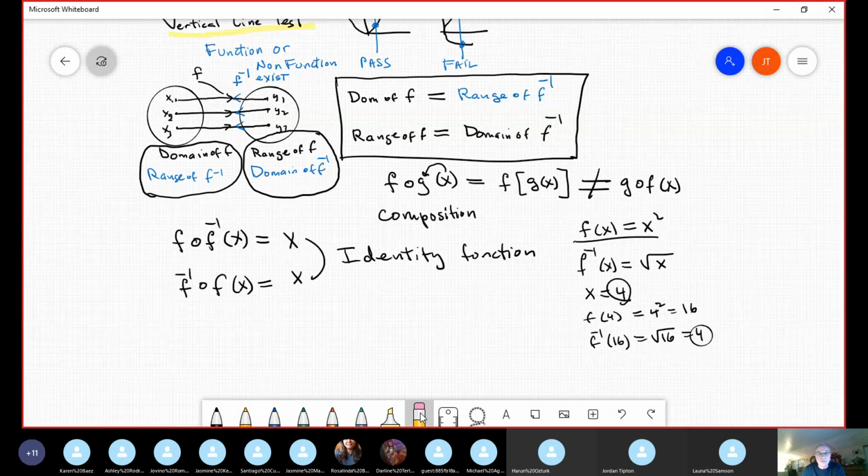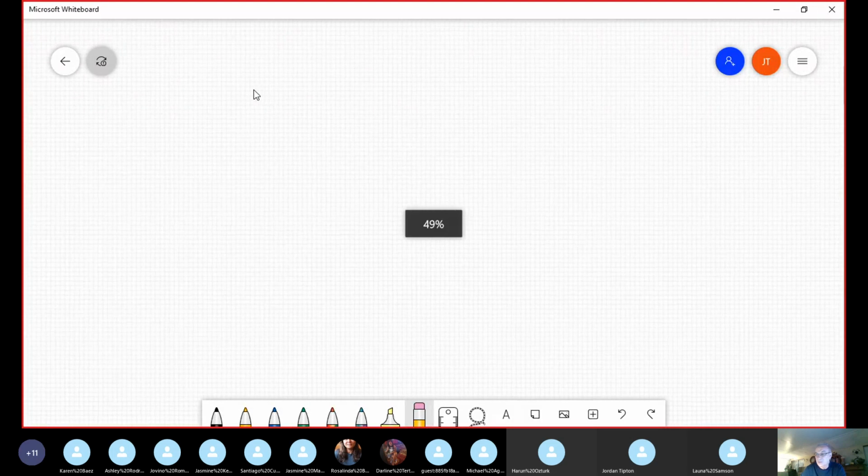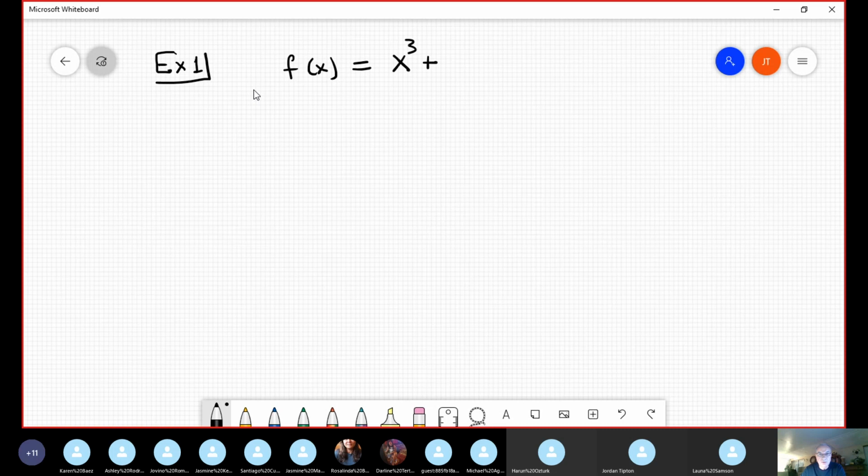Let me start with the examples. I bring, I suppose, 3 or 4 examples. Example 1. The example 1 is the function. One function is given: F of x is equal to x cubed plus 3. So, what do you want to investigate in that function? Well, step by step, 5 steps.